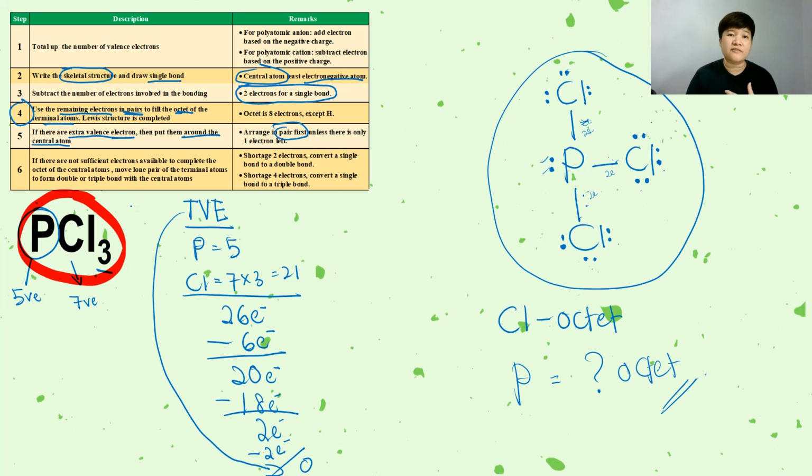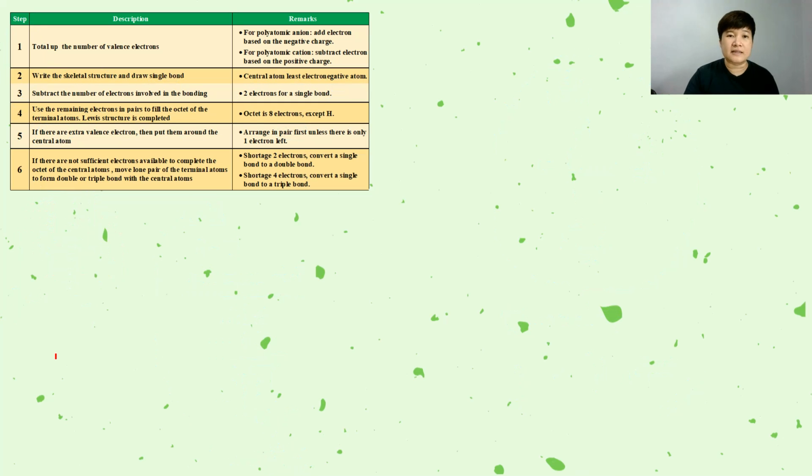And you realize that for all this example, I only stop until step 5. We never really go into step 6. So the next example is talking about step 6. What is meant by step 6? And the next example we have carbon dioxide. Very simple structure, carbon dioxide.